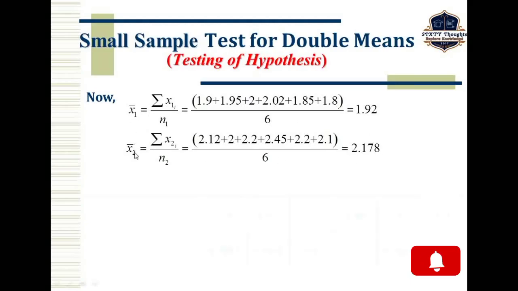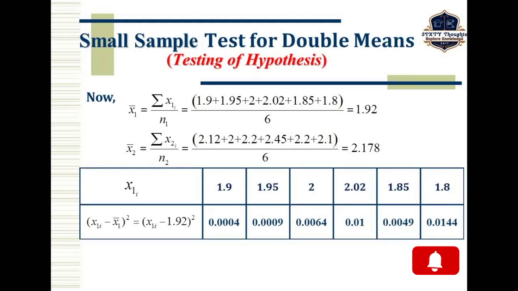Now I am going to find s1 square. Before that, we find x1 minus x1 bar whole square. After adding all of these, we get the sum of x1 minus x1 bar whole square. Here x1 is the Jersey cow milk data. With x1 bar equal to 1.92, we get minus 0.02, whose square is 0.004. Consider 0.95 minus 1.92 whole square, and so on. Likewise we get all the data values.